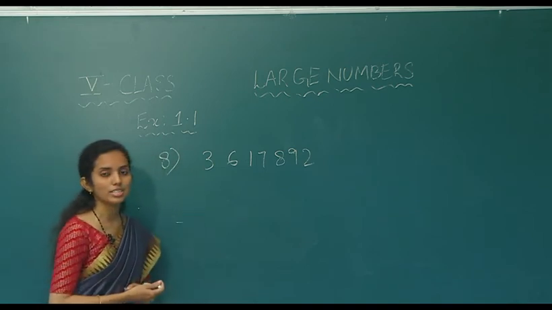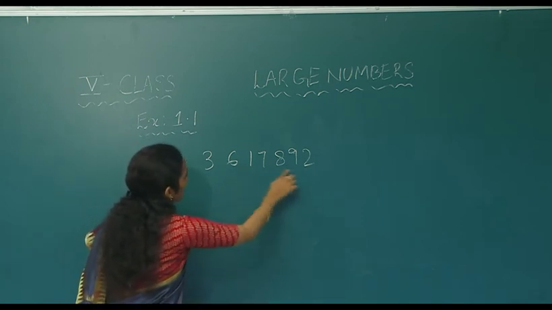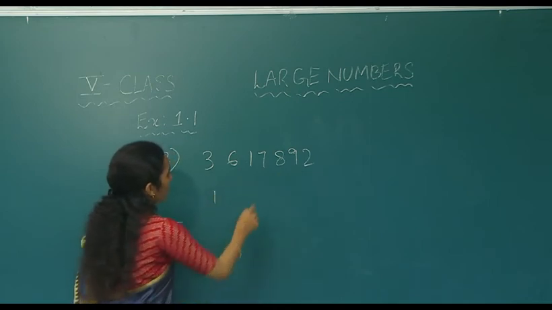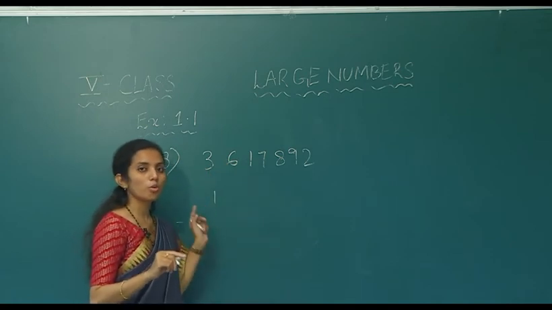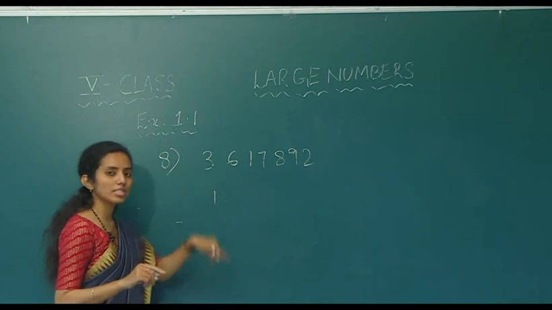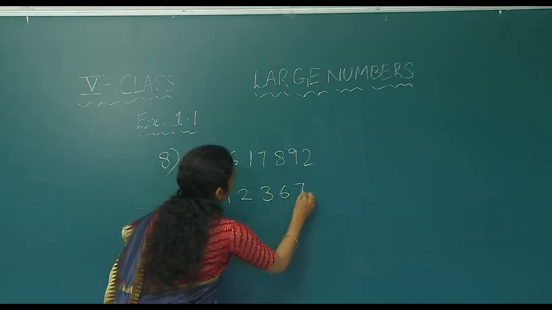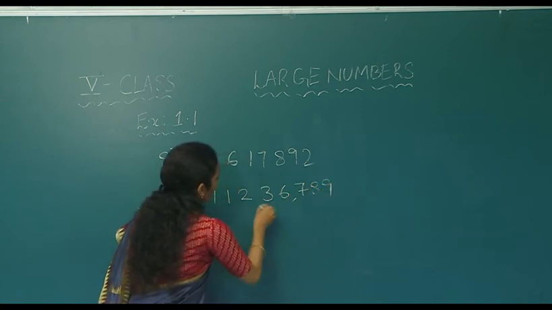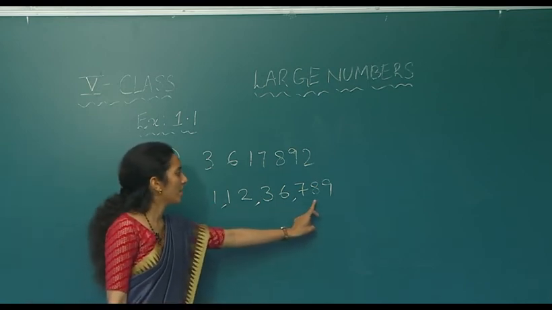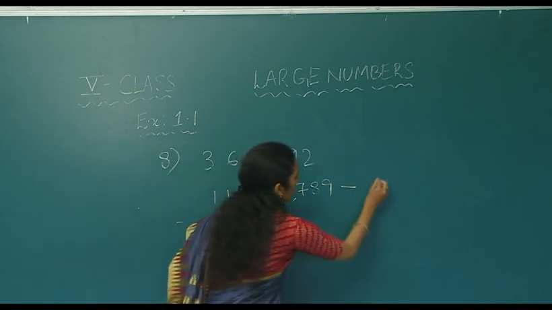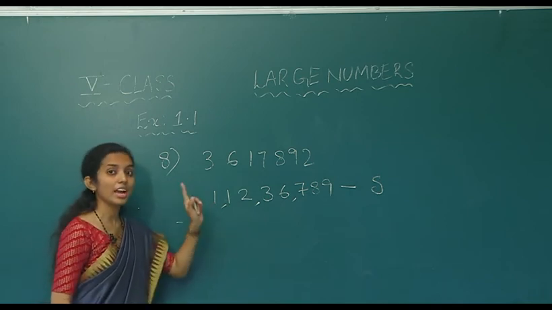So, for the smallest, what I said, we have to write in ascending order. So, writing in ascending order, what is the smallest digit here? 1. But how many digits are there? 1, 2, 3, 4, 5, 6, 7. 7 are there, we have to write 8. So, what will we do? We will repeat 1 once again. 1, 1, 2, 3, 6, 7, 8, 9. So, 1 crore 12 lakhs 36,789 is the smallest possible number with the given digits, and that too it is an 8-digit number.